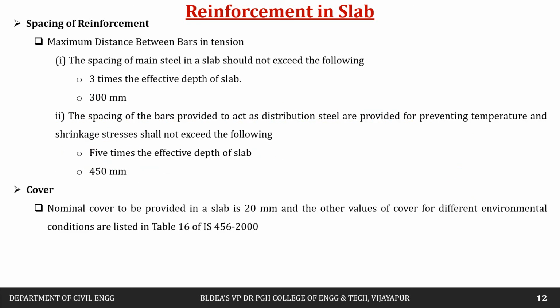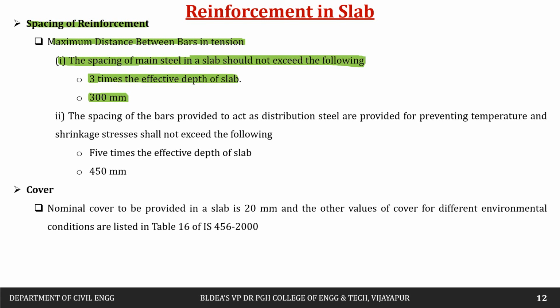Then next is what should be the spacing of the reinforcement, that is the maximum distance between the bars in tension. The spacing of main steel in a slab should not exceed the following. First one is 3 times the effective depth of the slab, that is 3D, or 300 mm. It should not exceed 300 mm.